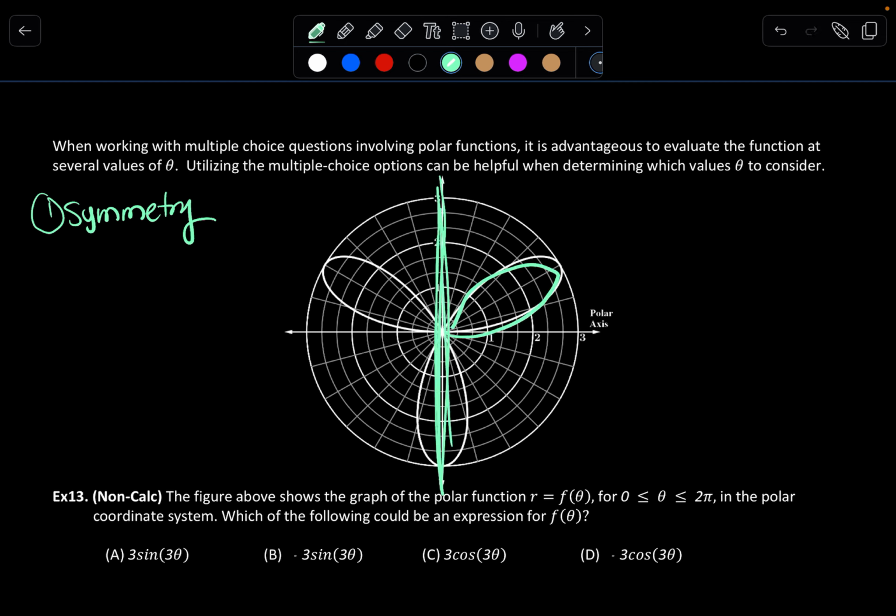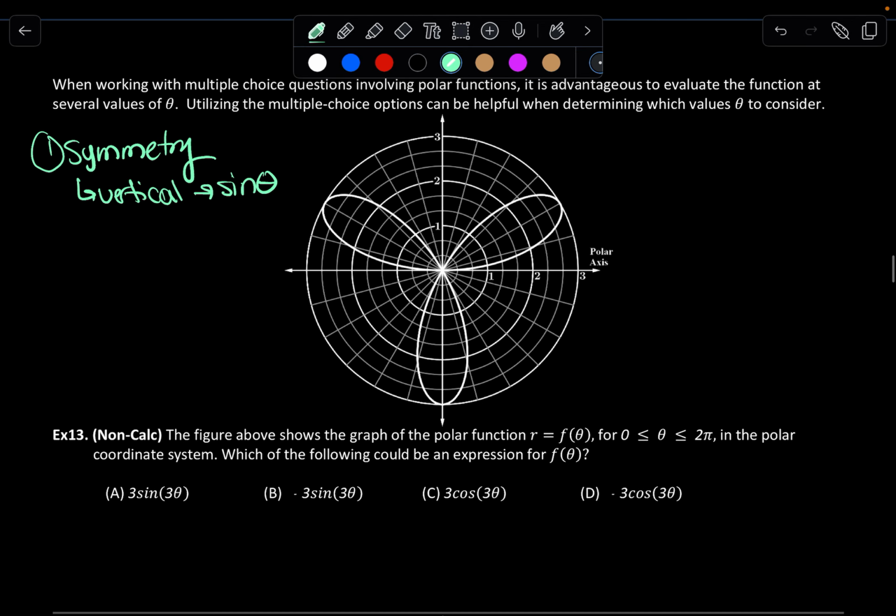Now, this petal here, if I were to fold this left to right, it would cover that petal. And then if I were to take this half of the petal and fold it, it would cover this petal. So this polar curve does have vertical symmetry, which means it is a sine function. So now that I know that this has vertical symmetry and it has to be sine, I can eliminate C and D. And then this raises your chances of getting the correct answer.